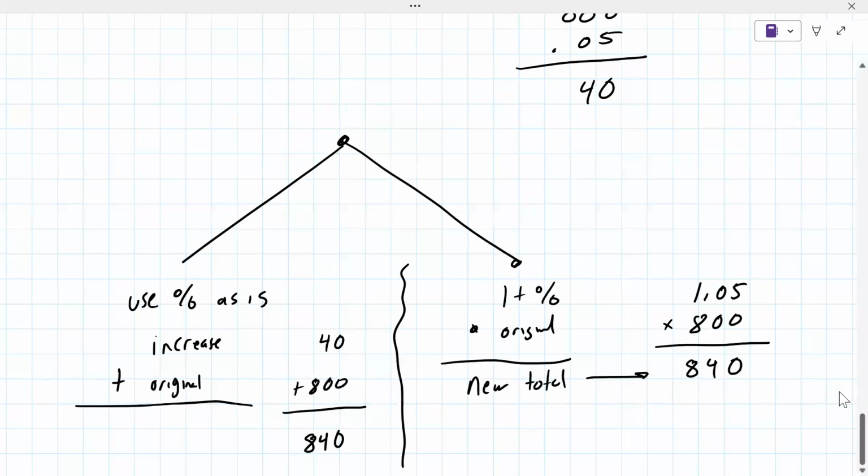You see how the one on the right doesn't really give you the increase? It just gives you the new total. Yeah. And sometimes you want to know that. Depends on the problem.